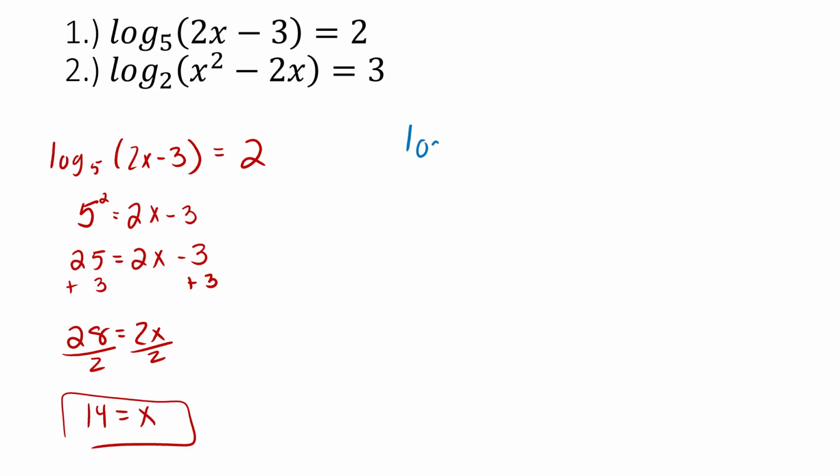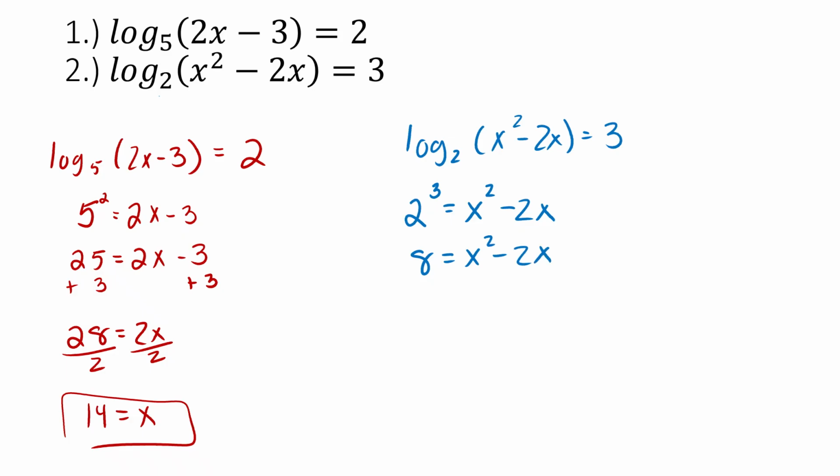Number 2. We have log base 2 of x squared minus 2x is equal to 3. So same format on this one. They're the same kind of style or setup to the problem, and so we'll use the same strategy. We're going to have a base of 2. The 3 becomes our exponent. And then we have x squared minus 2x. 2 to the third power is 8. And this is a quadratic, so we need to get a 0 on one side. We'll go ahead and subtract 8 to get that 0.